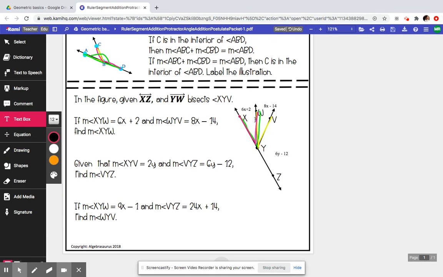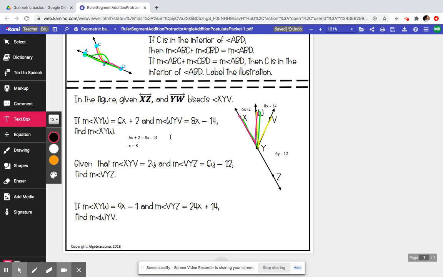Because we know that ray YW is bisecting this, we can set these two equal to each other, right? Bisecting means that the two angles are equivalent. So let's set 6x plus 2 equal to 8x minus 14. You can slowly go through that process and solve for x using linear equations that we've learned in the past, and you will find that x equals, sorry, not 50, it is going to equal 8.